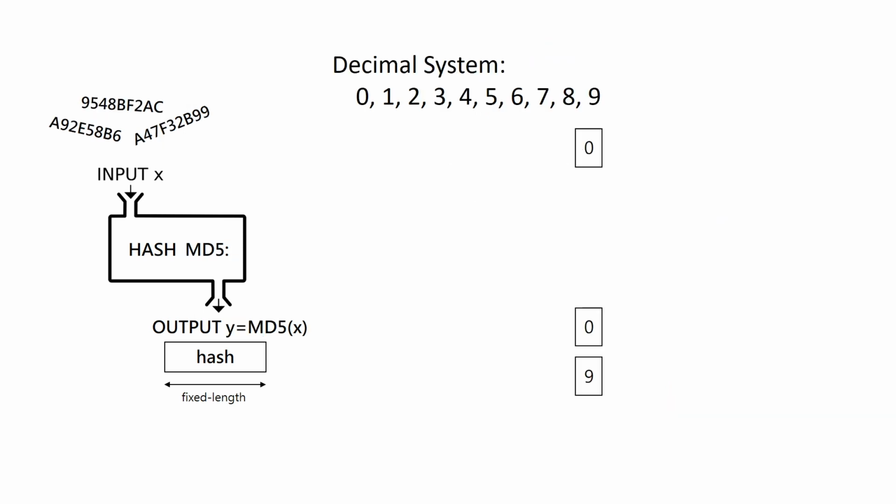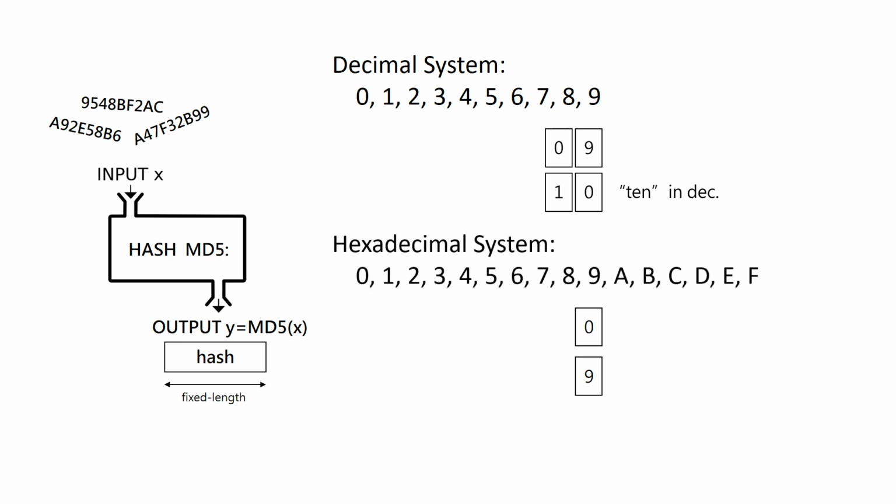Let's take a look at a real-world hash function, MD5. In the decimal system, you can only put 0 to 9 in a digit, and if you want to represent 10, you need one more digit: add 1 to the additional digit and put 0 in the original digit to make it 10.